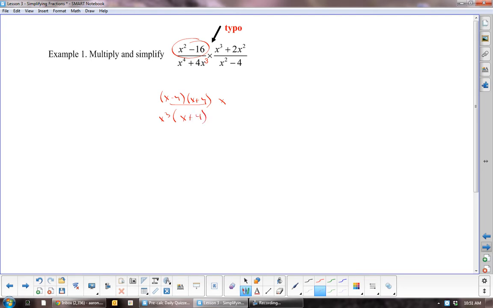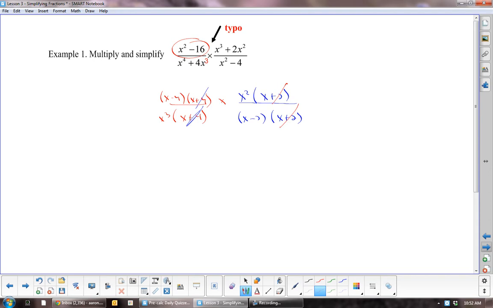Okay, so already these are gone, right? Times, let's talk about the other side. We can take out x squared, right? Leaving you with x plus 2. And then we've got another difference of squares. X minus 2, x plus 2. Okay, so these two x plus 2's are canceling.